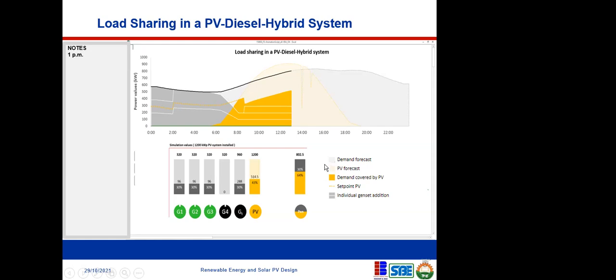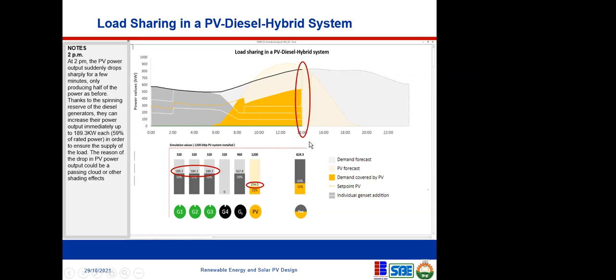So the sun keeps rising, you keep having increasing load, and then your penetration rate keeps on increasing to 64% this time. So now something happens. Let us read. So at 2 p.m., the PV power output suddenly drops sharply for a few minutes, only producing half of the power as before. Thanks to the spinning reserve of the diesel generators, they can increase their power output immediately up to 189.3 kilowatts each. So that demand now is representing 59% for each of the generators of their rated power.